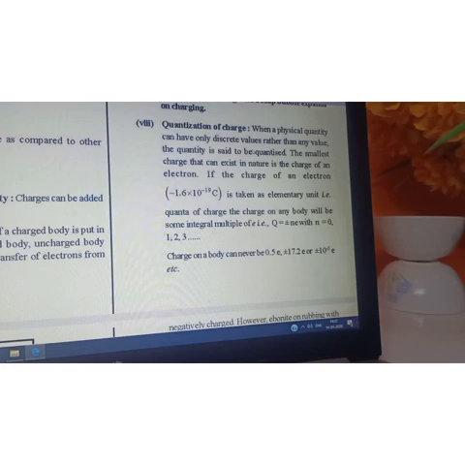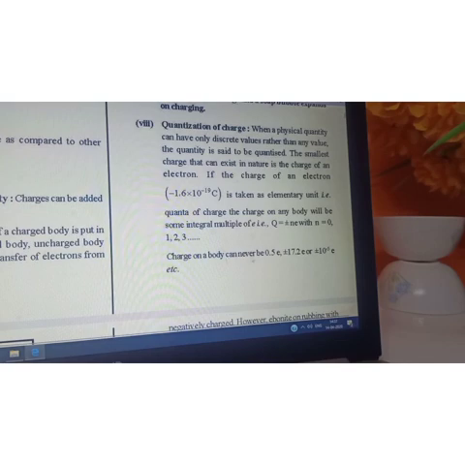Similarly, here Q equals n e. Here 100 is n, and e is the least value of electronic charge, which is 1.6 into 10 to the power minus 19 coulomb. So Q equals plus or minus n e, where n is a natural number: 1, 2, 3 and so on.